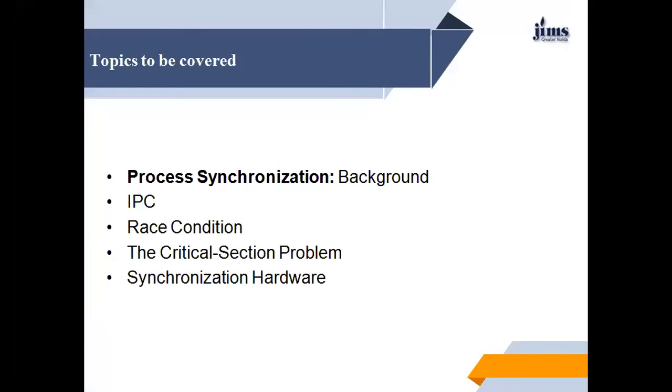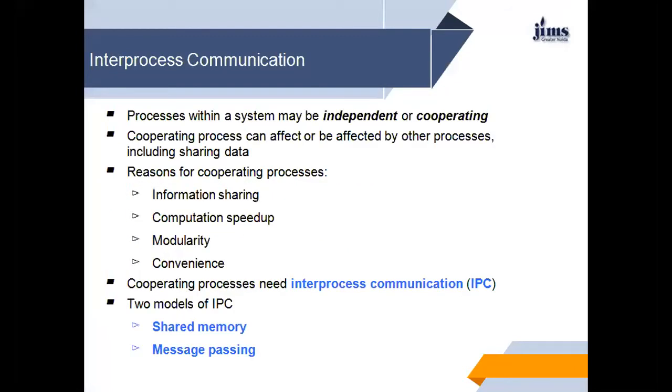So let's start with the inter-process communication. Processes within a system may be independent or cooperating. Cooperating processes may either directly share a logical address space, that is both code and data, or be allowed to share data only through files. The former case is achieved through the use of lightweight processes or threads. So as we know, processes are heavyweight and threads are lightweight. Cooperating processes can affect or be affected by other processes, including sharing data.